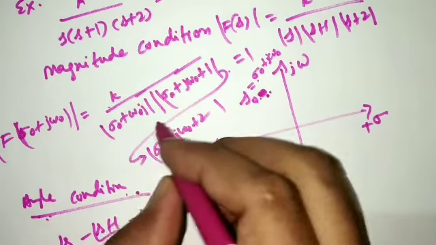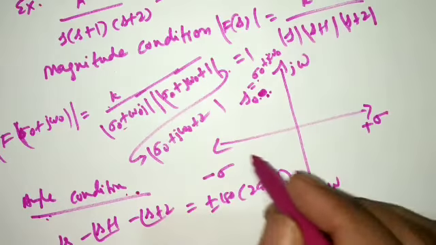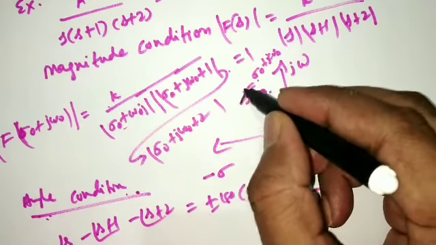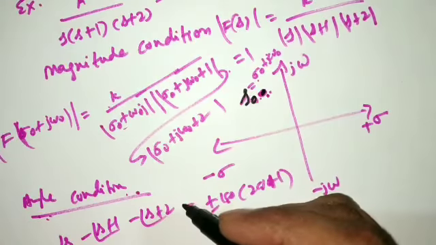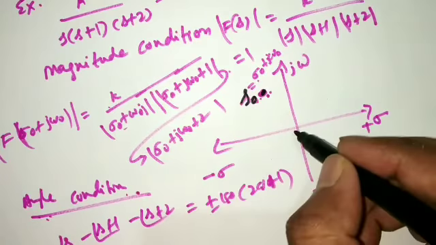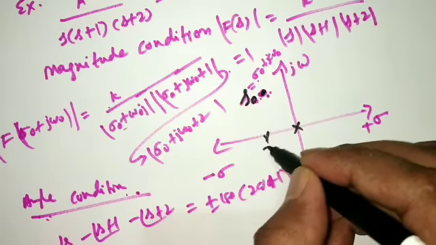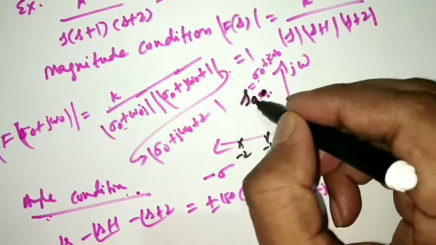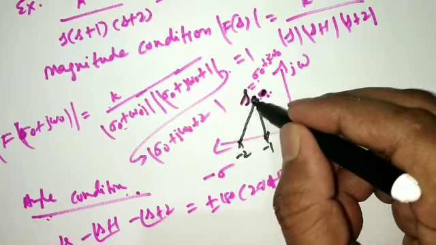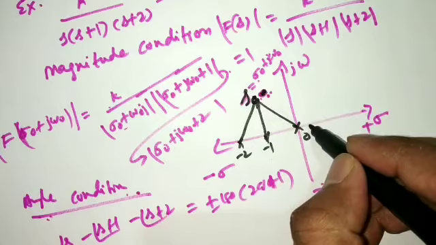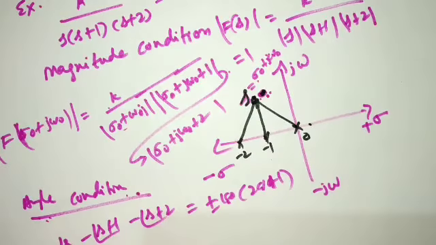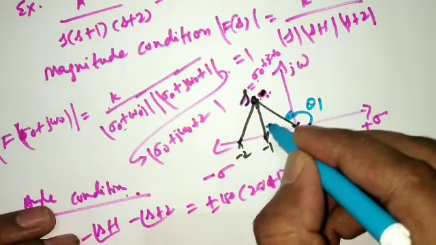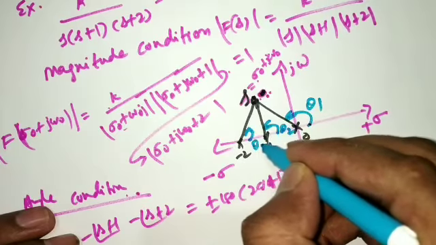So how are we going to find the magnitude here? This is the point s naught, and what are your roots? s equal to 0 is one root, s equal to minus 1 is one root, and s equal to minus 2 is one root. You draw a vector from each root to this point. The angles are theta 1, theta 2 and theta 3.